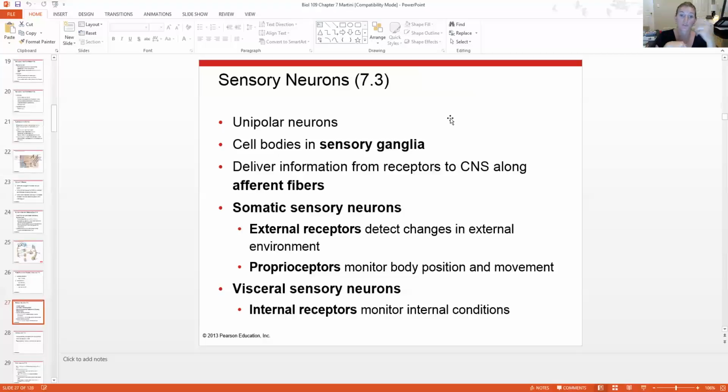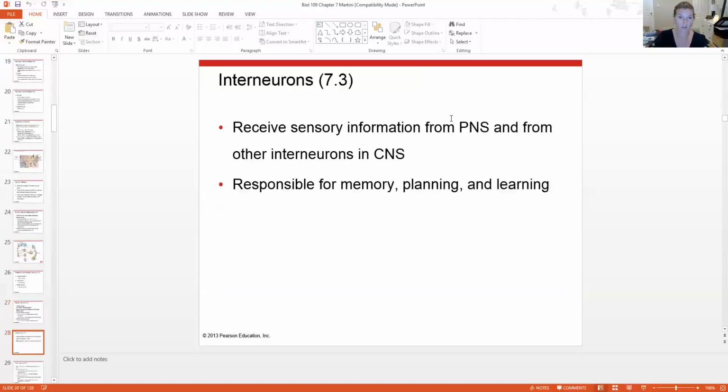Then you also have visceral sensory neurons, which are monitoring internal conditions, like my blood pH, like my blood pressure, like whether or not my breakfast has digested, etc. Interneurons are receiving information from the peripheral and from the central nervous system. So these are our strategic neurons. This is the planning. This is the organizing. This is the learning. This is the memory. This is the interconnection between what's coming in and what's going out. It's where what we call information processing happens.